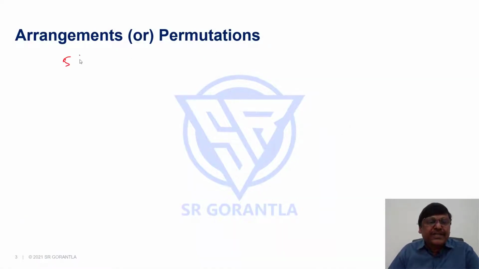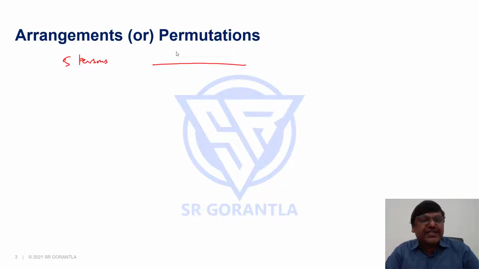If there are 5 persons, and they are to be seated in a row, what is the number of different arrangements or permutations? Let's see. If I take the first position, the leftmost position, how many options do we have? Any of these 5 persons can be seated here. We have 5 options for this place.